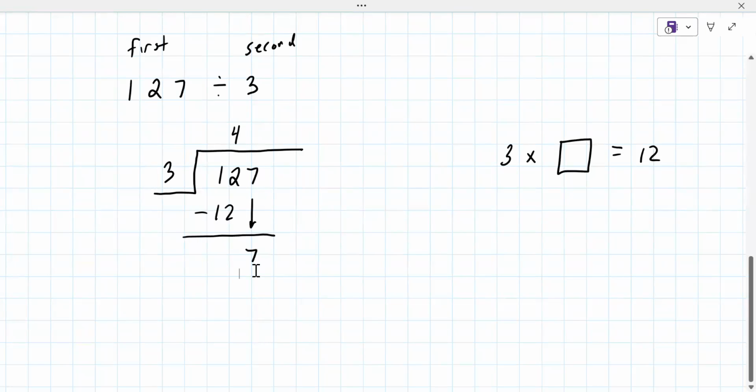Does 3 go into 7? Yes. How many times? 2. 2 times. Yes. Now it does not go in perfectly. So 2 times 3 is 6, and then there's a remainder of 1. That is correct. Good.